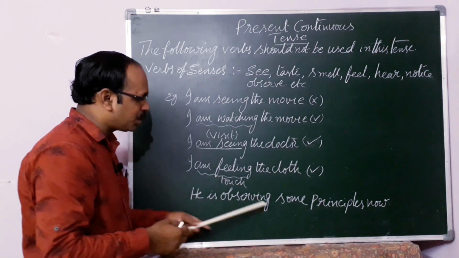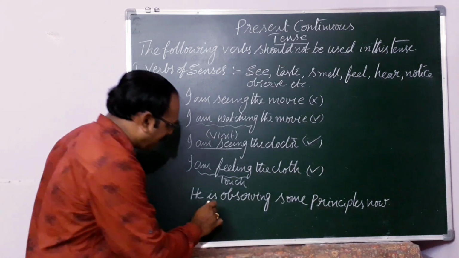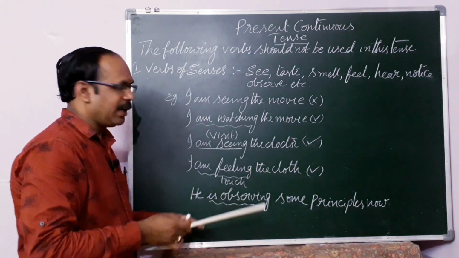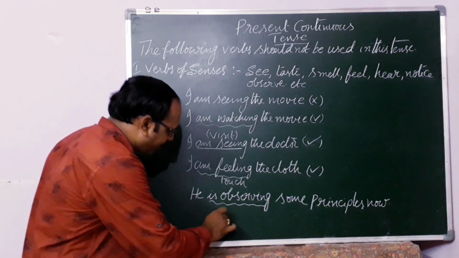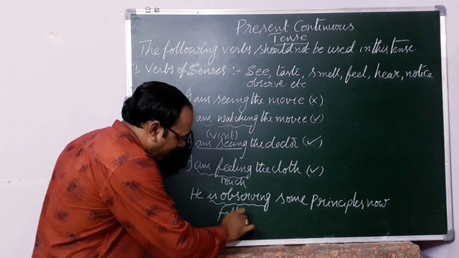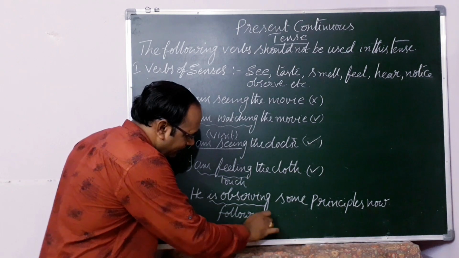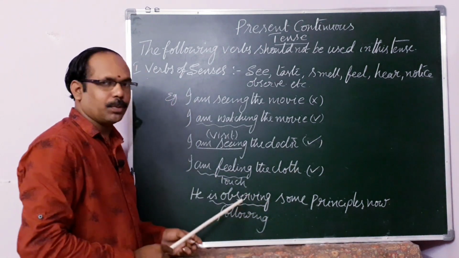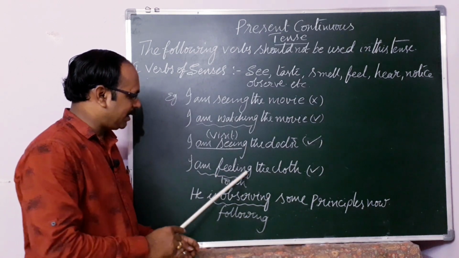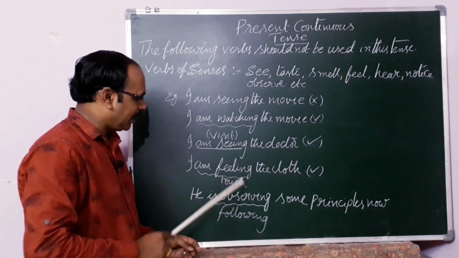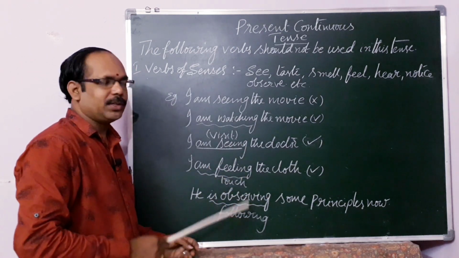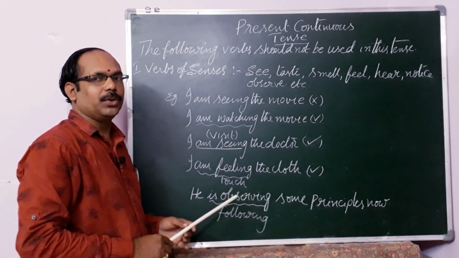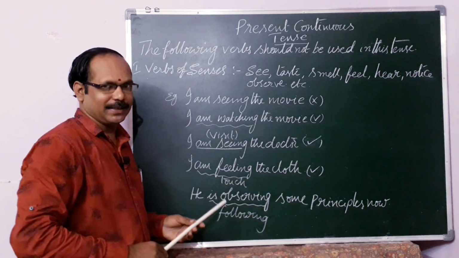So he is observing some principles now. He is observing some principles. That means in the sense of following. In the sense of following, we can use observe plus ing and feel plus ing and see plus ing. These are all three verbs which are used for secondary purposes. In these situations, we can use present continuous tense.